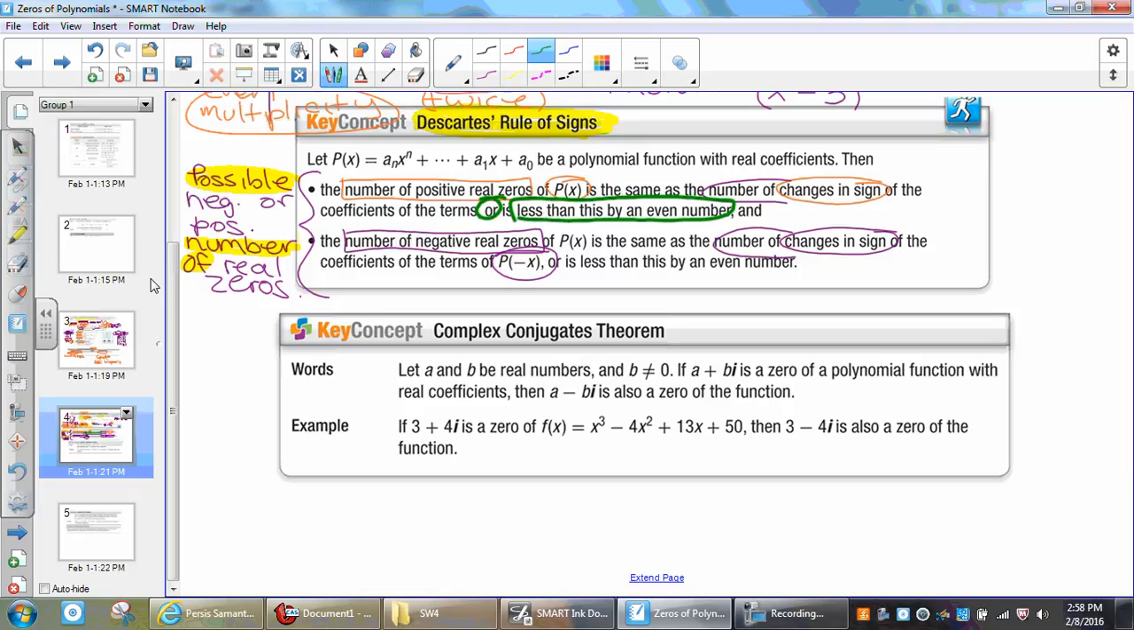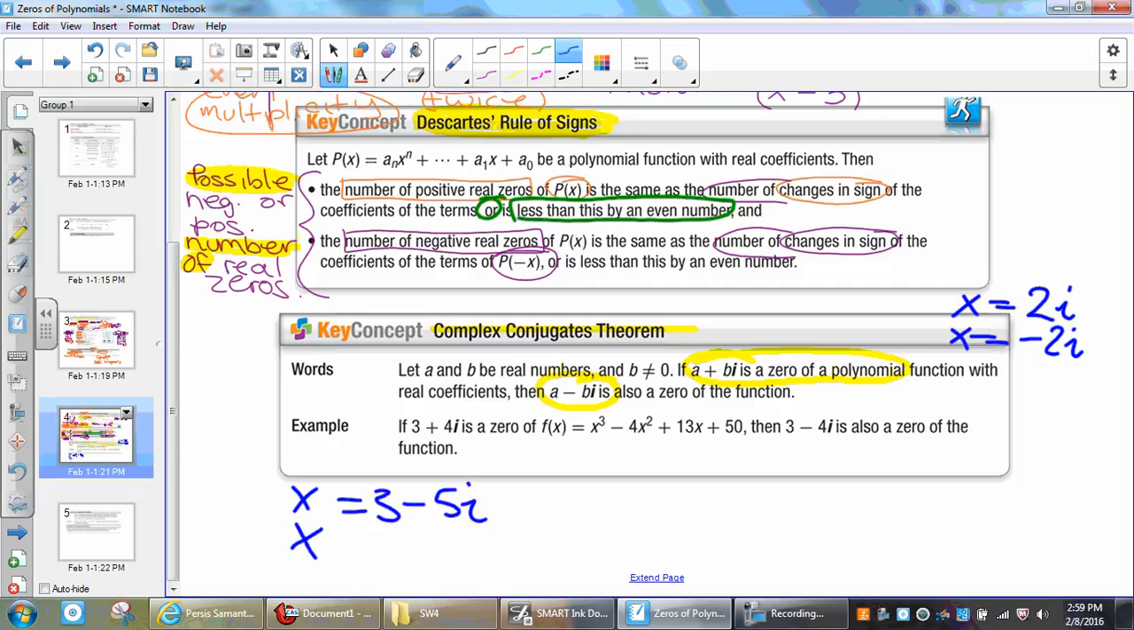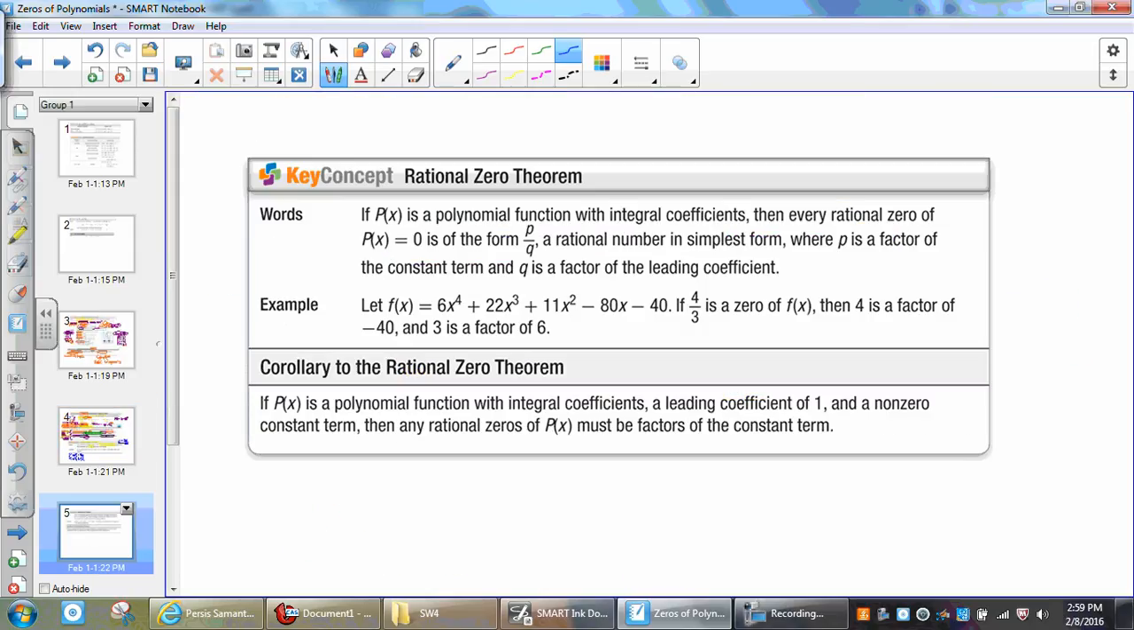Complex conjugate theorem, I think I already touched base on this one, but let's talk about it quickly. If you have a zero that is imaginary, then you know for sure that you will have the complex conjugate of it. So every time we get a zero like 2i, we will have negative 2i. If we had a zero such as 3 minus 5i, what will be the other zero? 3 plus 5i. So those are examples of complex conjugates.